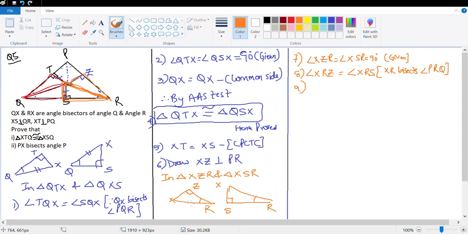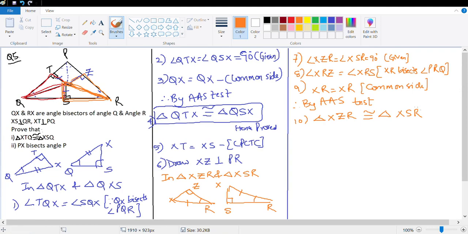XR and XR are equal. So XR equal to XR. Why? This is a common side. Anything else I can get? So this is again angle side. Therefore, by angle side test, number 10, triangle XZR is congruent to triangle XSR. Correct? XZR and XSR are congruent, and that gives me another point which I wanted to prove, which is XS is equal to XZ. So XS is equal to XZ. This will help me in the next step.